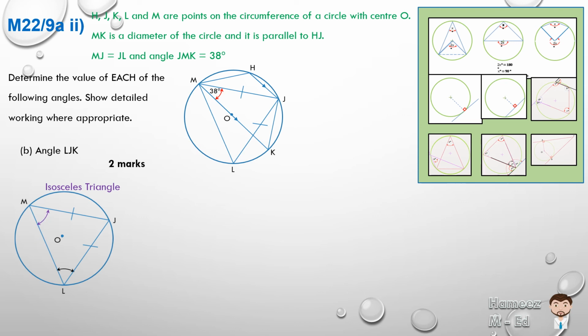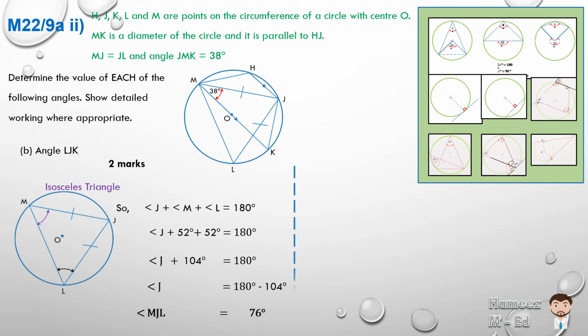So let's see if we can find the angle at J. Since all three angles add up to 180 degrees, angle J plus angle M plus angle L is equal to 180. And angle J plus the other two angles, which are 52 degrees each, will give us 180 degrees. So angle J plus 104 degrees is equal to 180. So if we want to find angle J, it's 180 minus 104 degrees. So angle J, which is properly known as angle MJL, is 76 degrees.